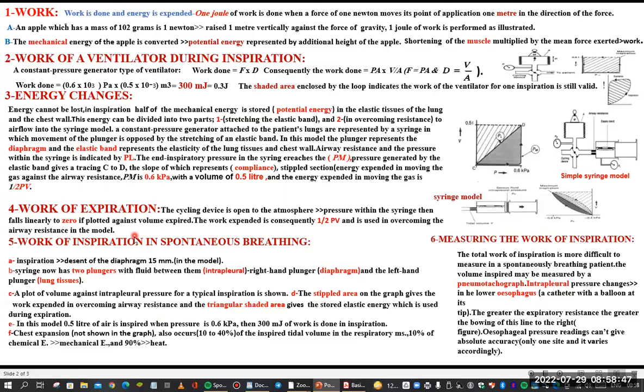Work of expiration: when the cycle system is open to the atmosphere, the pressure yields zero, and the potential energy is used by the muscles of respiration to induce what we call the expiration process.